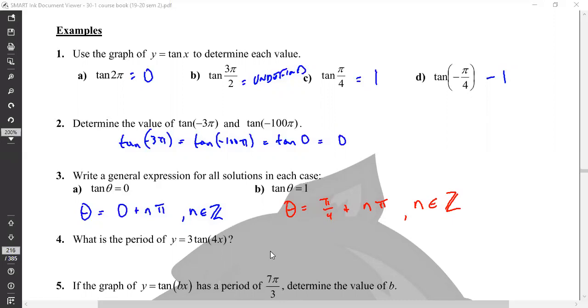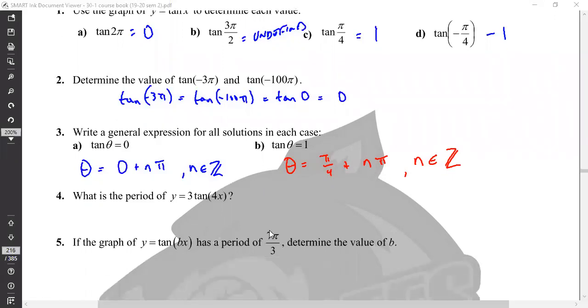What is the period of 3 tan 4x? B is equal to 4. If we're looking at the period, do we care about a vertical stretch of factor 3? No. Vertical stretch of a factor 3 isn't going to affect our period at all. But we do have a horizontal stretch. What's our horizontal stretch factor? Horizontal stretch is of a factor of 1/4, right?